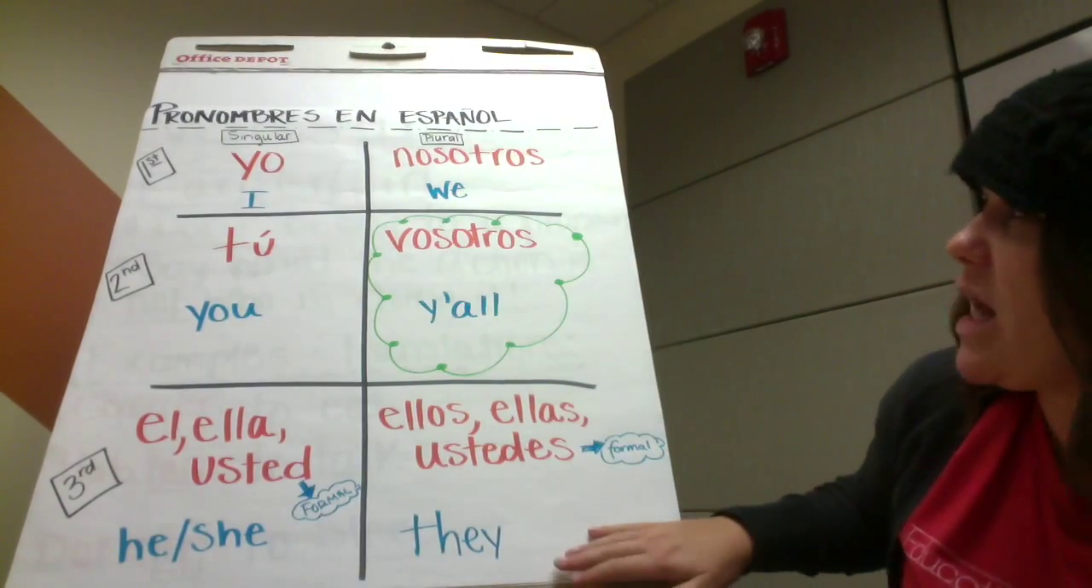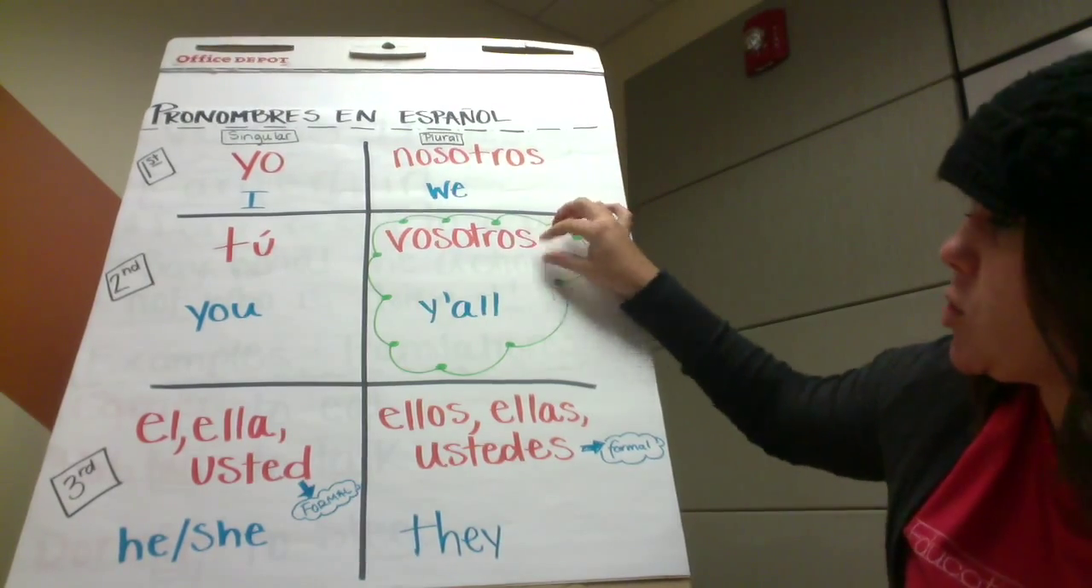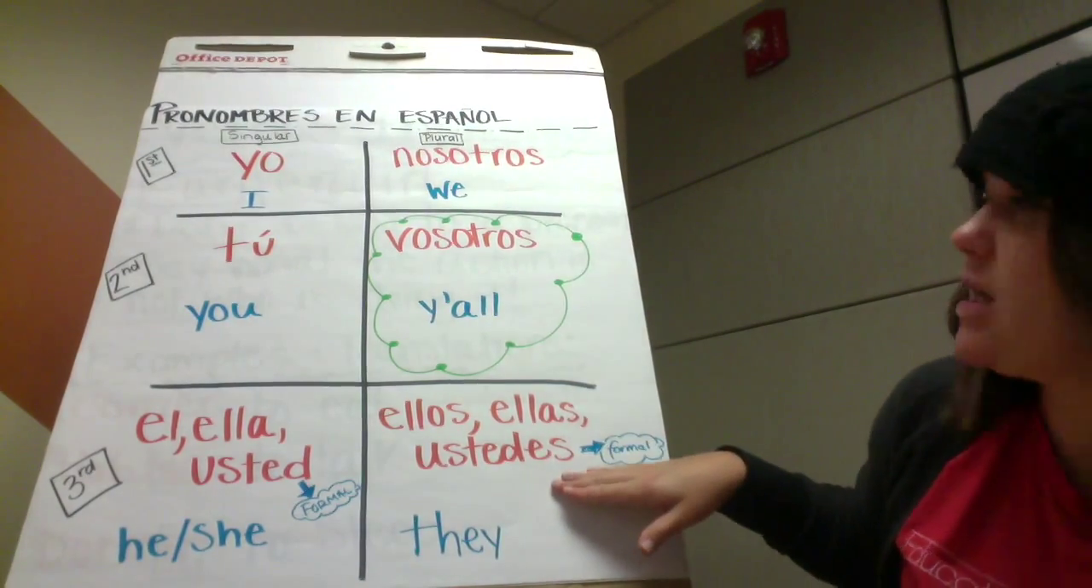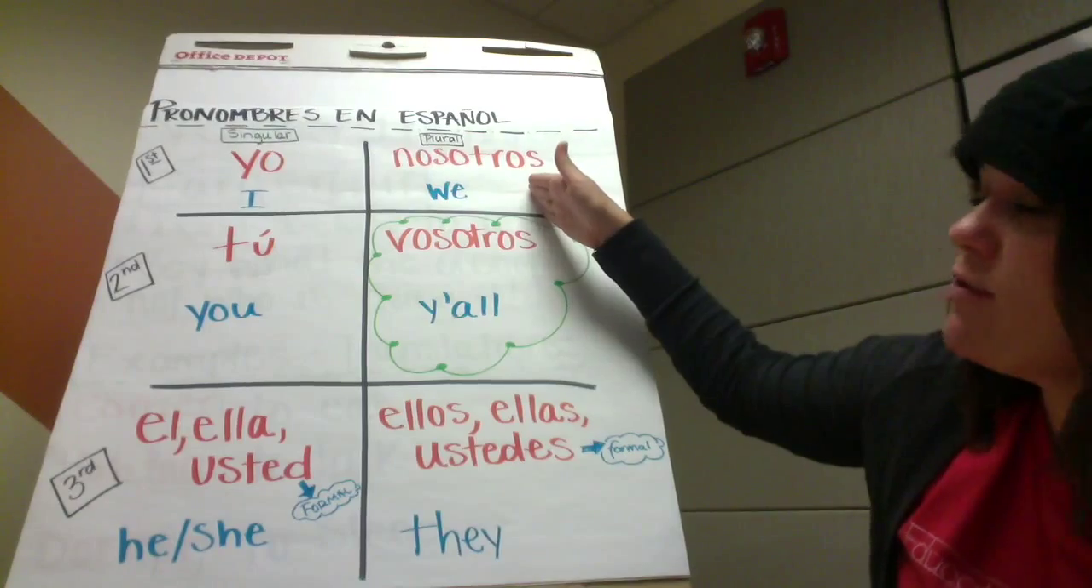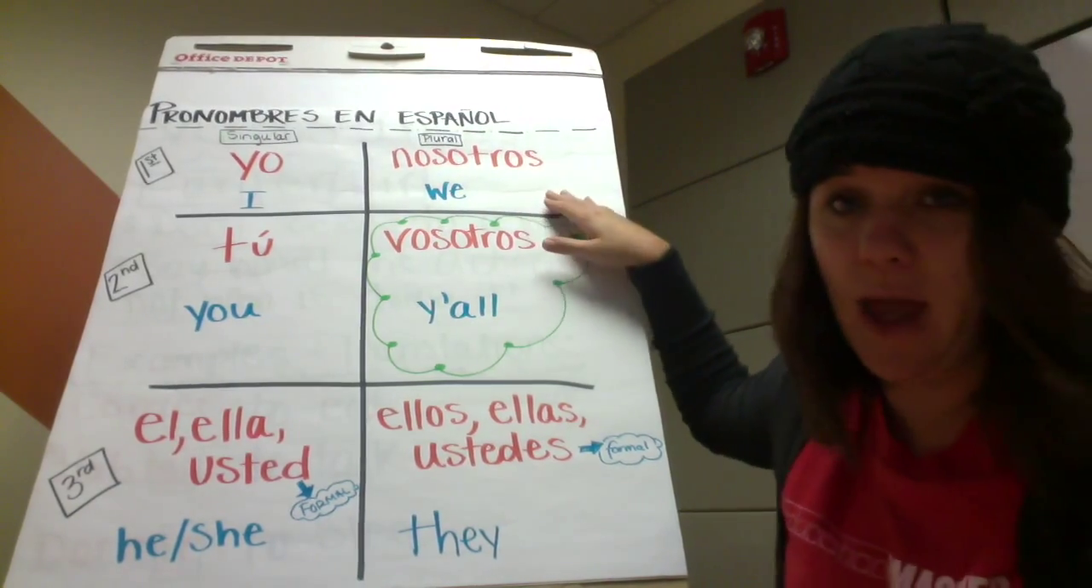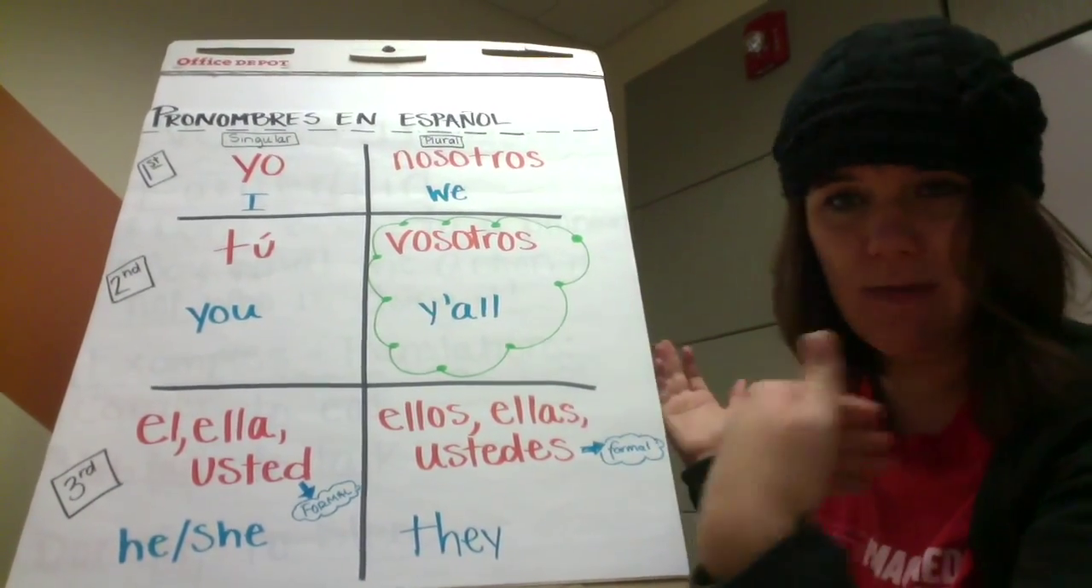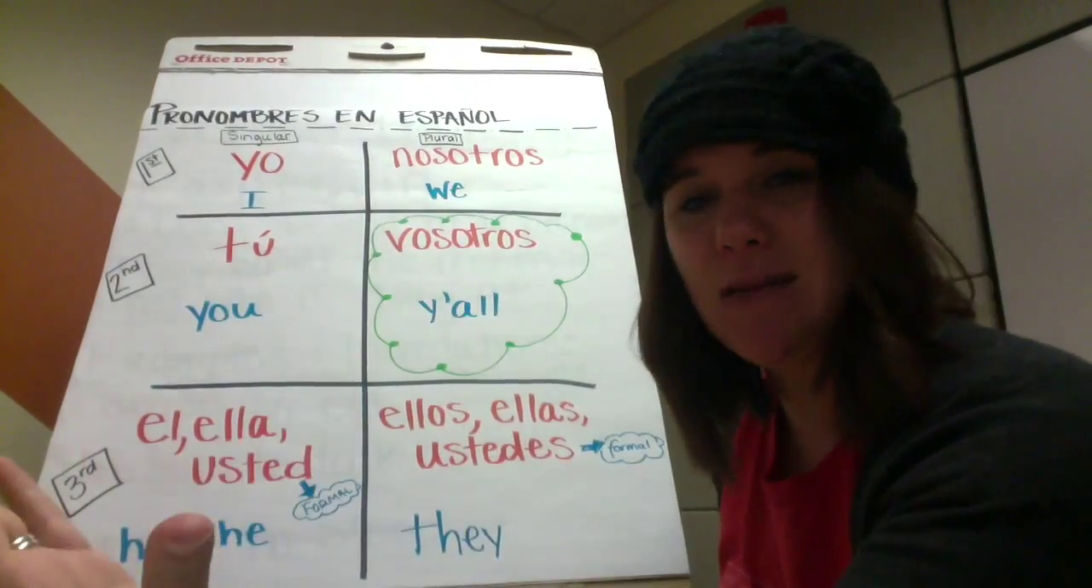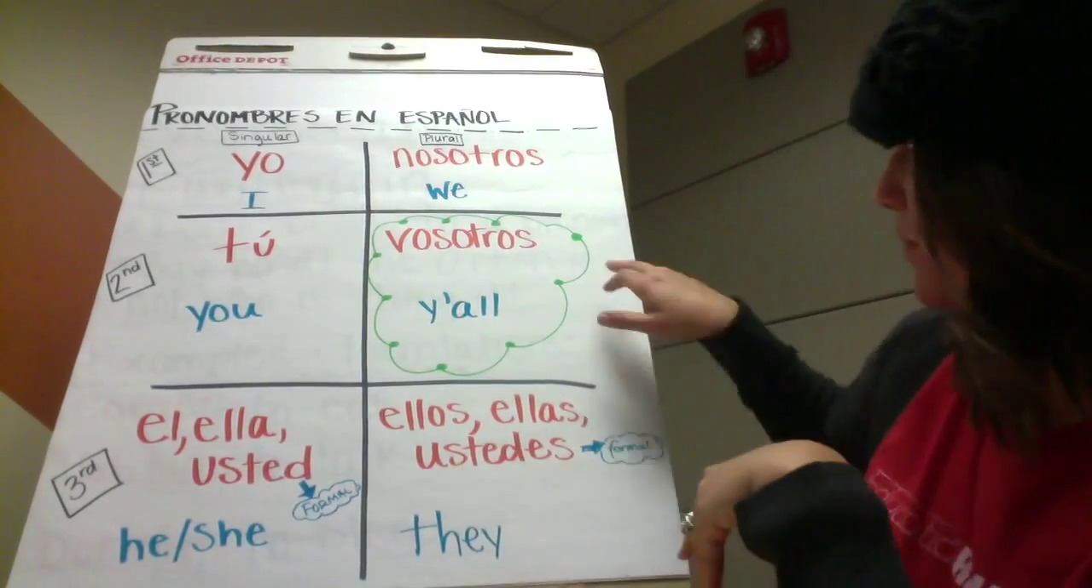Aquí son los plurales. Nosotros, vosotros, ellos, ellas, y ustedes. Nosotros is the plural version of first person, okay? So nosotros significa we, okay? Me and somebody else. That's what makes it plural.